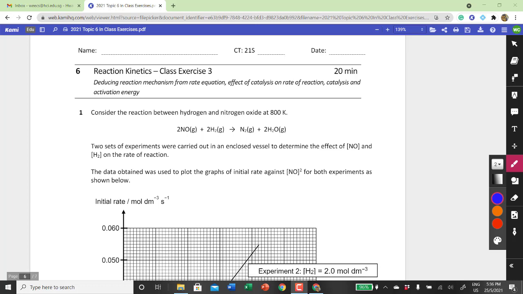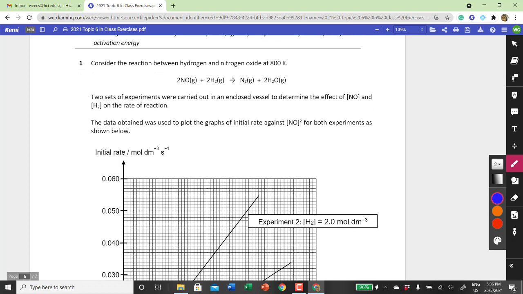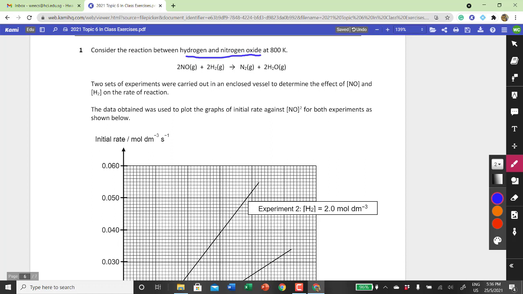Okay, we are finally at in-class exercise 3. There's just one question. For this question, you can see that hydrogen and NO, otherwise known as nitrogen oxide, are reacting at 800 Kelvin, and you get two sets of experiments being carried out in an enclosed vessel.